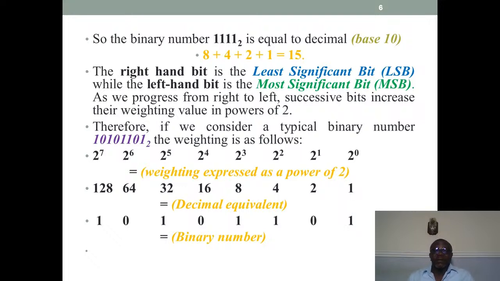So if you look at it, 2 raised to power 0 will always be 1, 2 raised to power 1 will always be 2, 2 raised to power 2 will always be 4, 2 raised to power 3 will always be 8, 2 raised to power 4 will always be 16, 2 raised to power 5 will always be 32, 2 raised to power 6 will always be 64, and 2 raised to power 7 will always be 128. If you go further to the left, you have 2 raised to power 8, which is 256. Further again, 2 raised to power 9 is 512, 2 raised to power 10 is 1024, and so on.